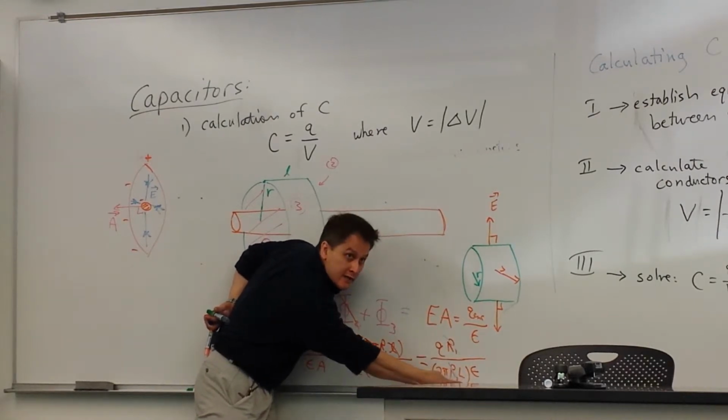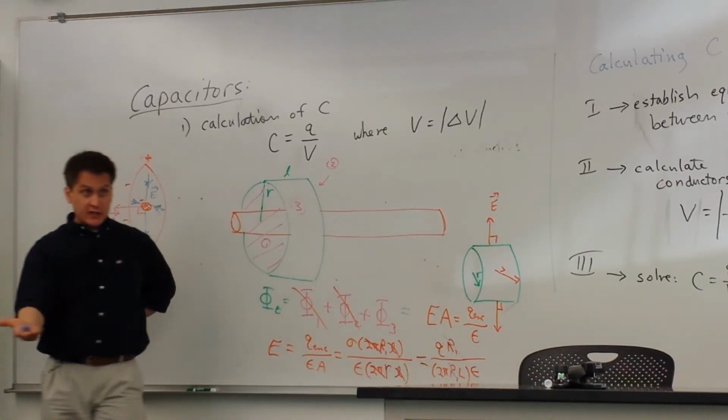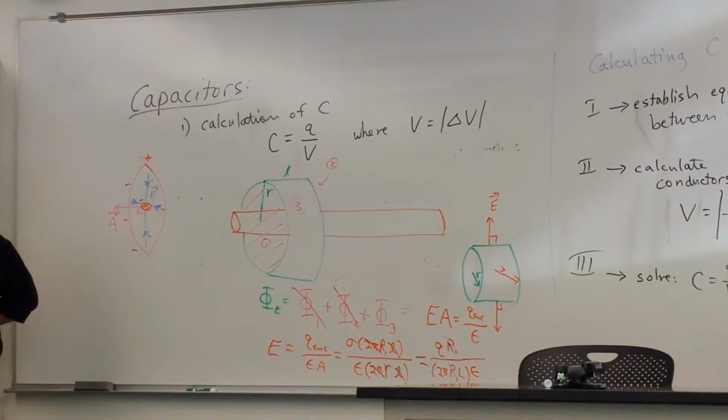And Q over L is another way of expressing the linear charge density along the shaft of the inner conductor. So this is the same expression we had before, and the electric field is inversely related to the distance from the center of those concentric cylinders. What was it that you were saying?